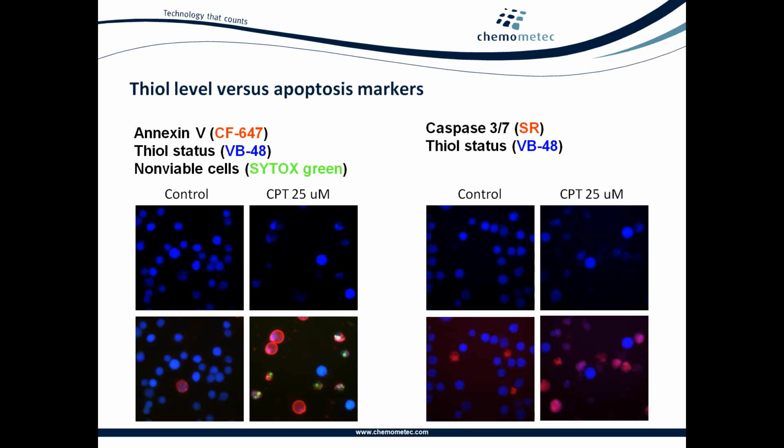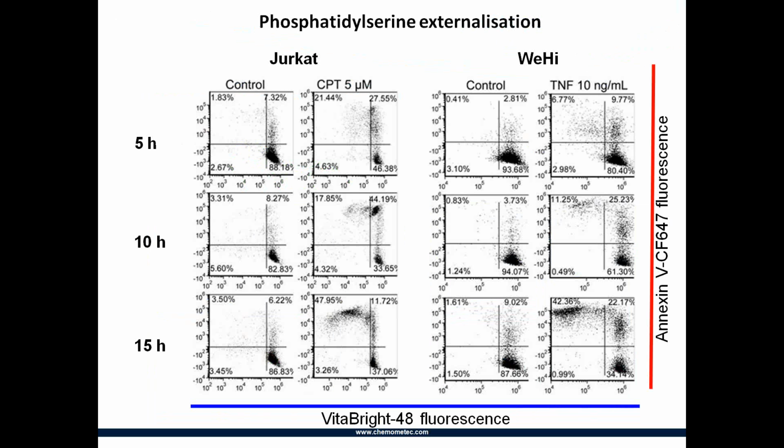If we continue to the paper made by Mette and others, they looked at Jurkat and U-937 cells and treated them with either camptothecin or TNF-alpha. On the y-axis we have the annexin 5. After a certain time of treatment, you see cells go into apoptosis. At the same time, especially at 15 hours on the camptothecin-treated Jurkat cells, you will see that they also tend to shift towards a lower VB48 intensity.